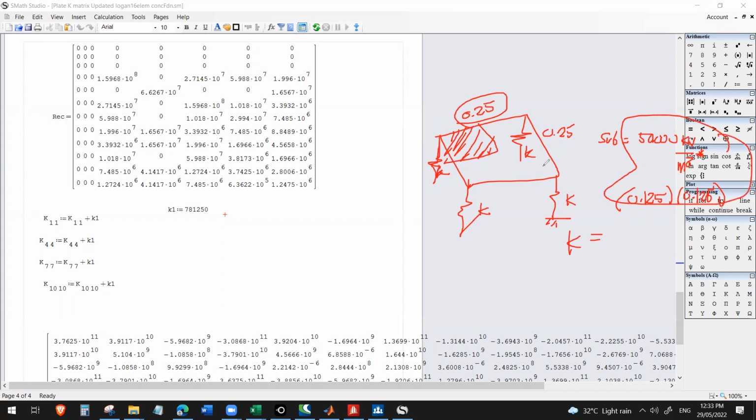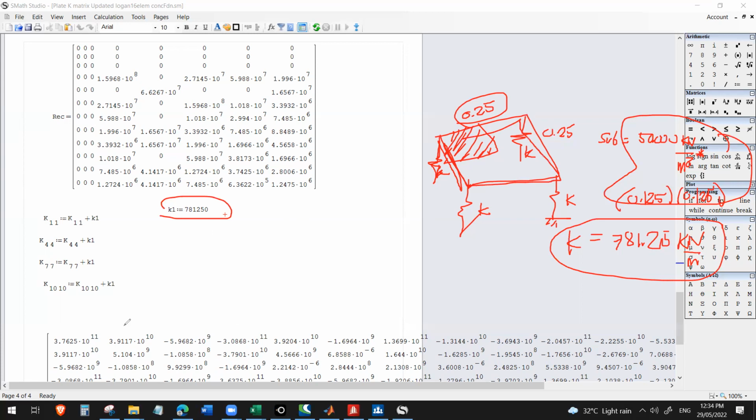Subgrade times the area. So, using that, I'll get 50,000 times 0.125. So, I'm getting 781.25 kilonewton per meter. Okay? So, convert into Newton, so it became 781,250. So, remember, we are getting the stiffness of this plate.